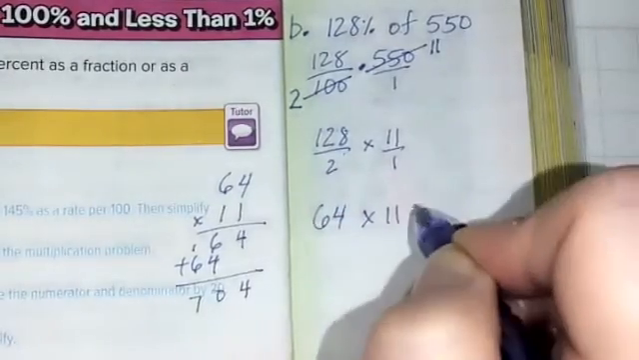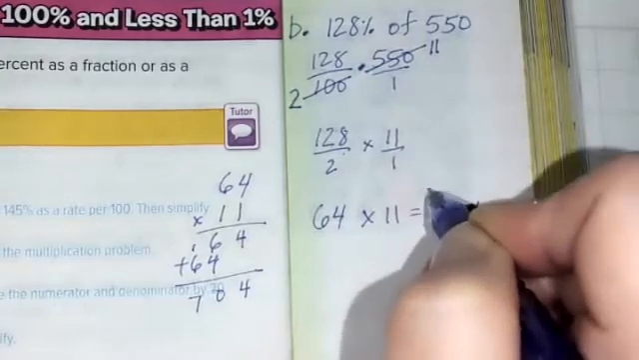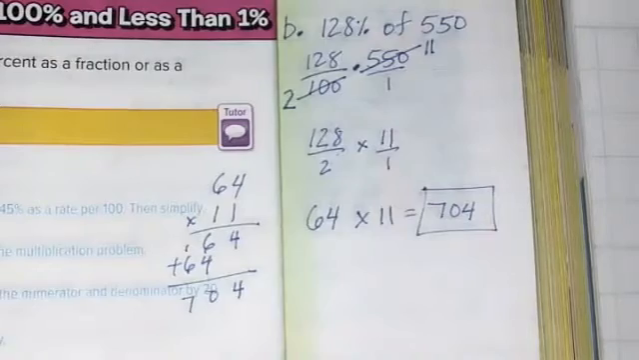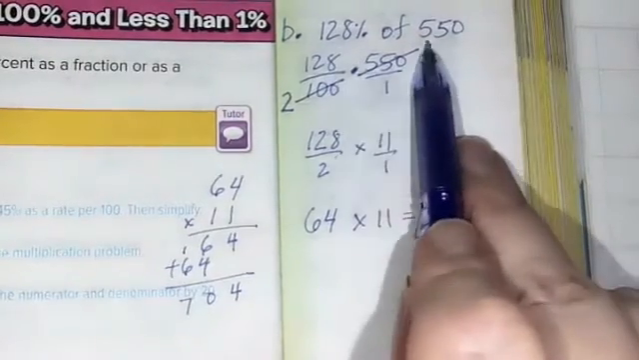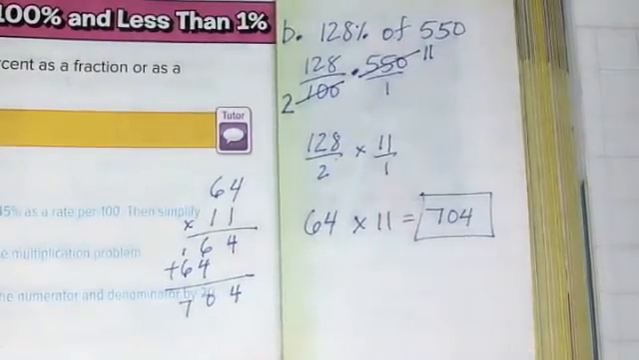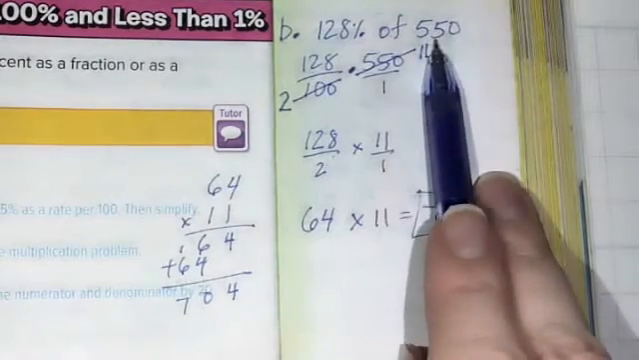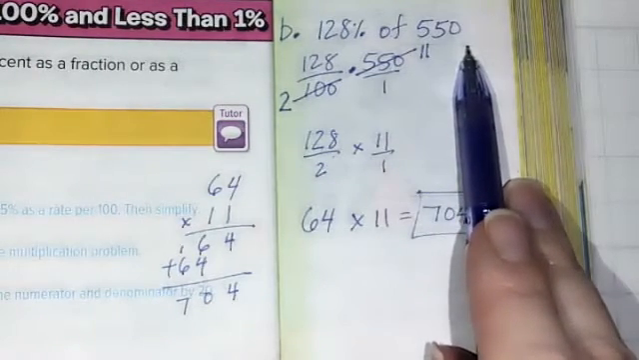And they got 704. So the answer to B is 704. So 128% of 550 is 704. Then I want to check and make sure that answer is reasonable. It is a reasonable answer because 100% of 550 would be 550.